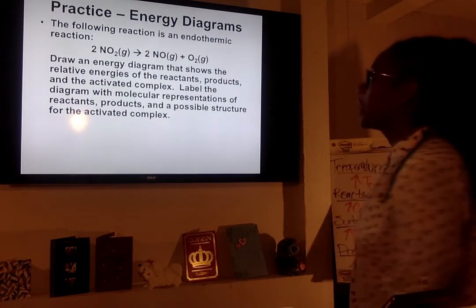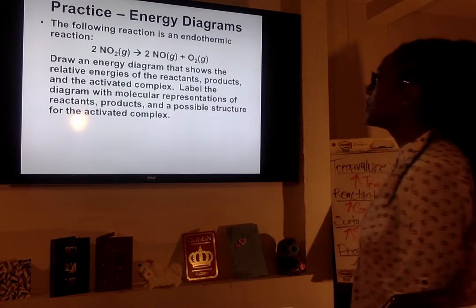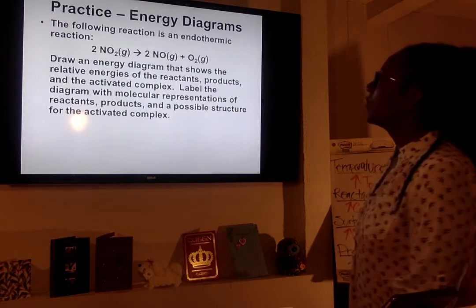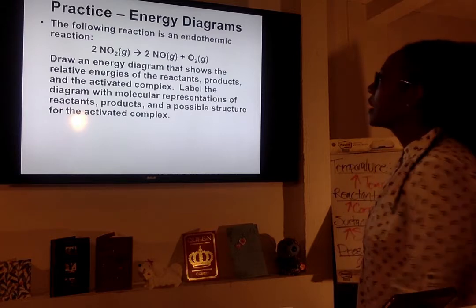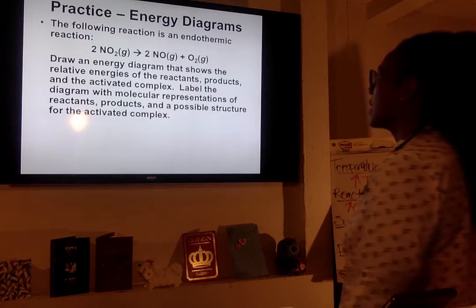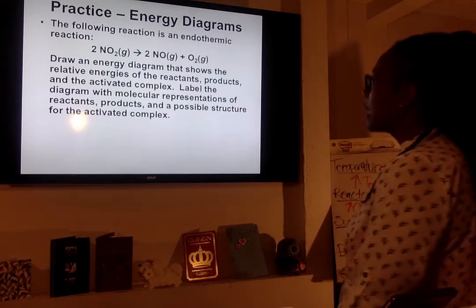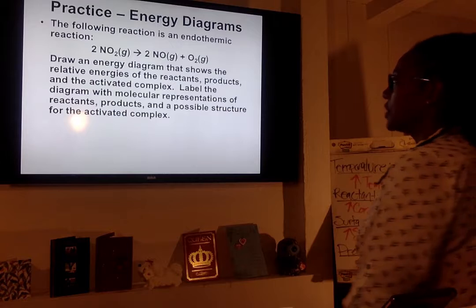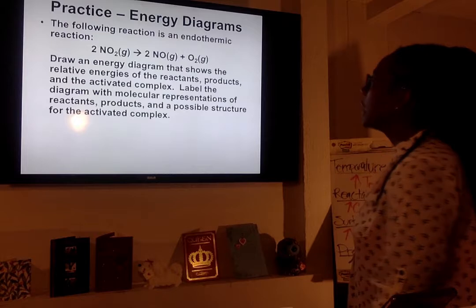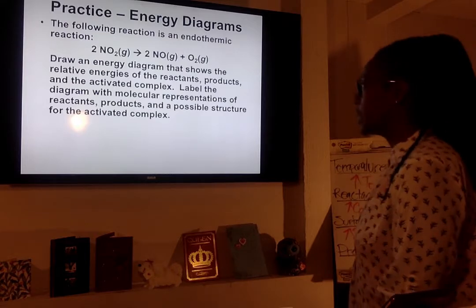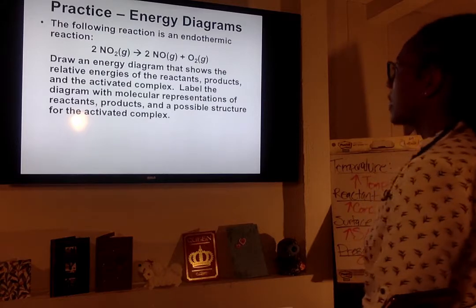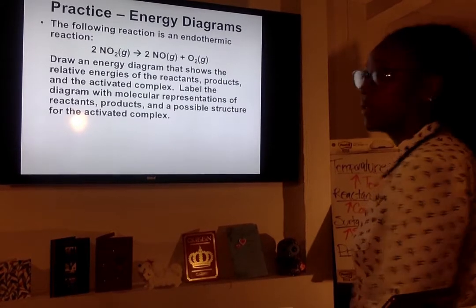Okay, energy diagrams. The following reaction is an endothermic reaction. So you have 2 moles of nitrous gas, 2 moles of mononitric, and 1 mole of oxygen gas. Draw an energy diagram that shows the relative energies of the reactants, products, and activated complex. Label the diagram with molecular representation of reactants and products and possible structure of the activated complex.